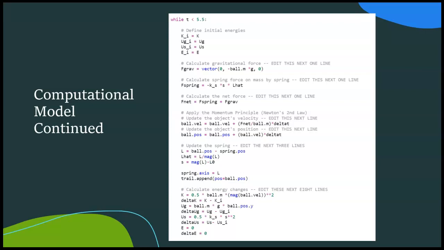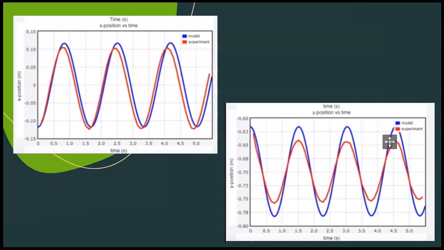We then calculate the energy changes, where delta K is the final kinetic energy minus the initial kinetic energy. The change in gravitational potential energy is the final potential energy minus the initial potential energy. The change in spring potential energy is the final spring potential energy minus the initial spring potential energy, and delta E is just 0. Here are the results of the experiment.